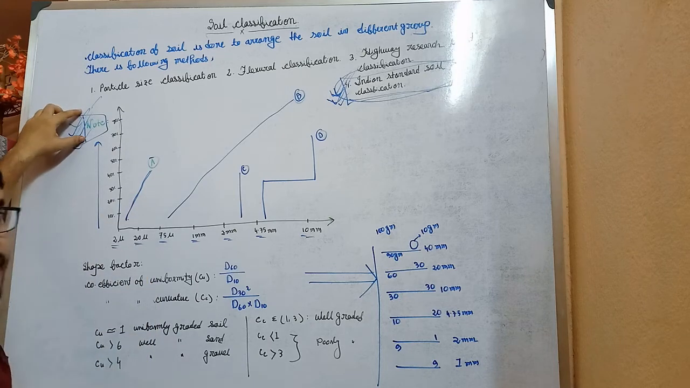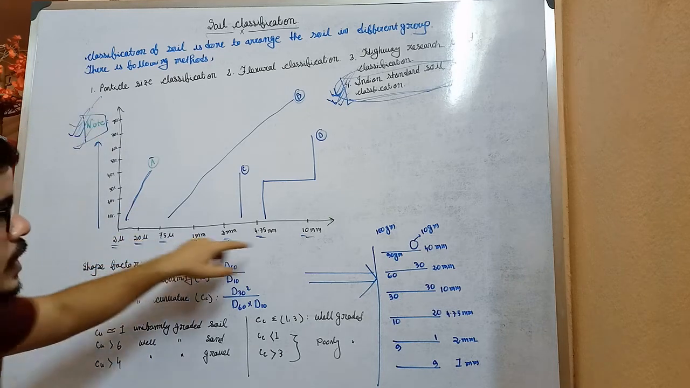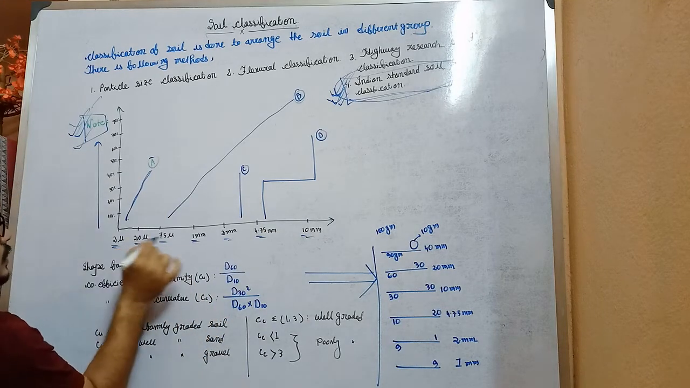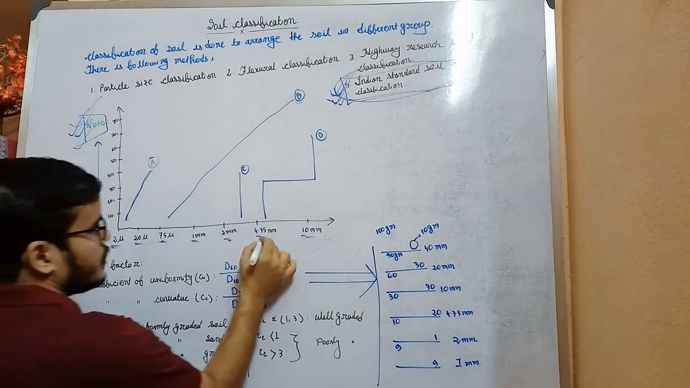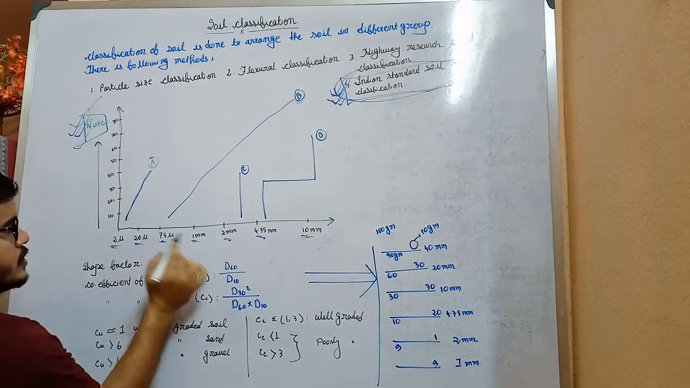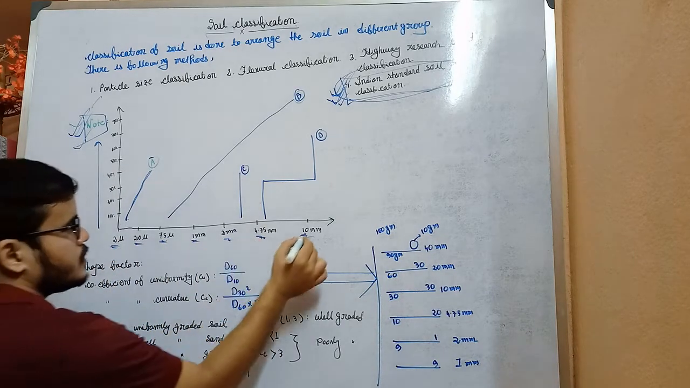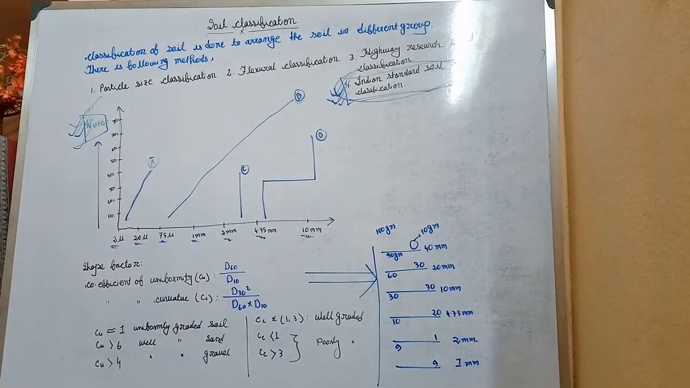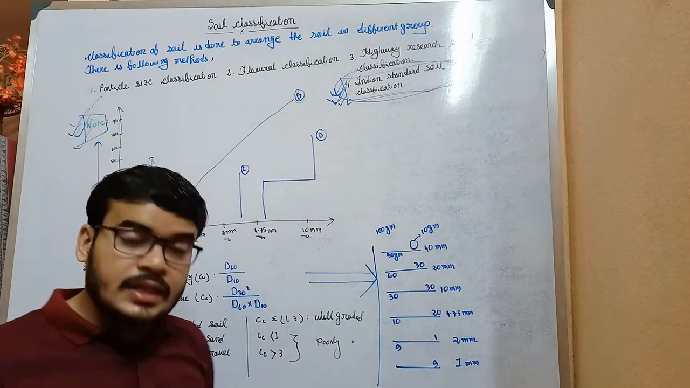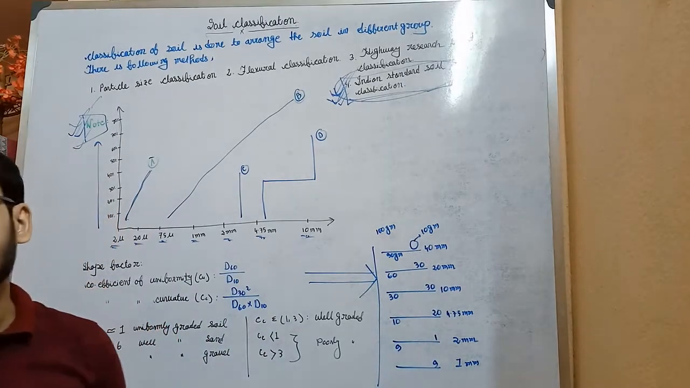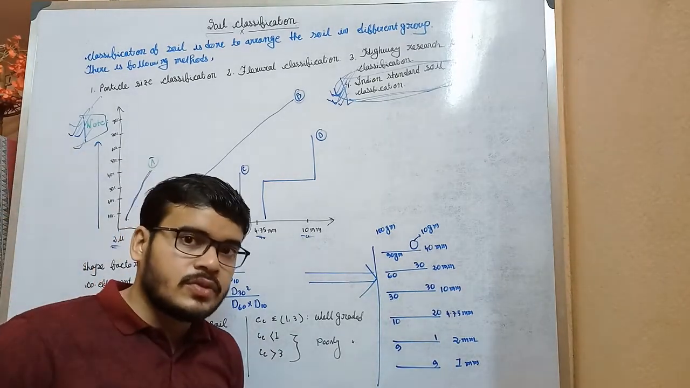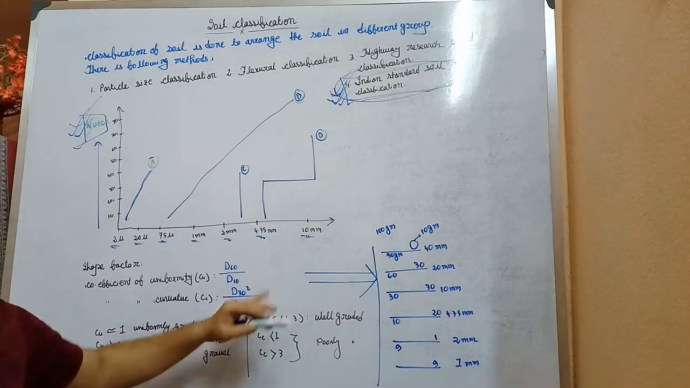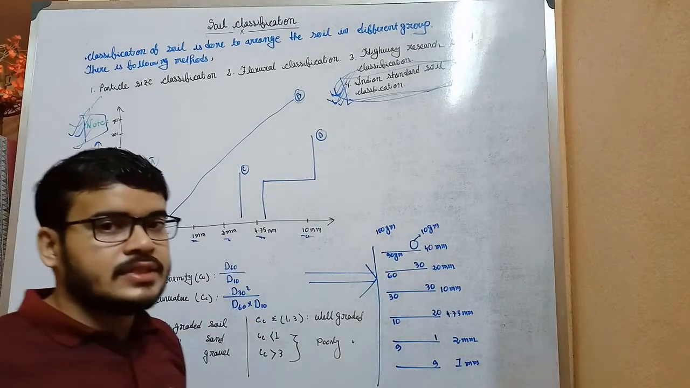So write a note here, and then draw this graph. Look into this graph very carefully. This is the sieve size: 2 micron, 20 micron, 75 micron, 1, 2, 4.75 and 10 millimeter. All of these things I have discussed in my previous lecture, particle size classification, lecture number 5. First go through that lecture and then come to this, you will understand it in a much easier way.